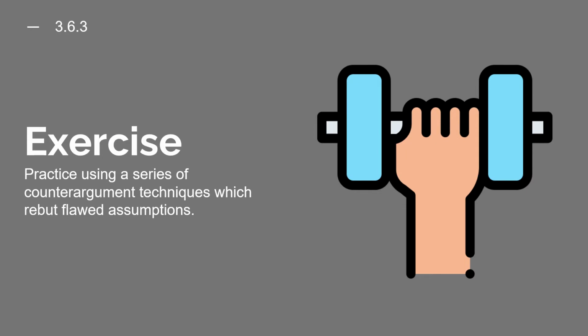Okay, go ahead and pause the video again and complete the second set of exercises. This time you're going to practice using a series of 5 more counterargument techniques which rebut flawed assumptions. Just like previously, when you're finished with this exercise, go ahead and unpause the video and we'll go over some sample responses together.